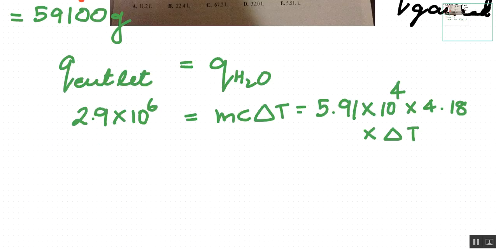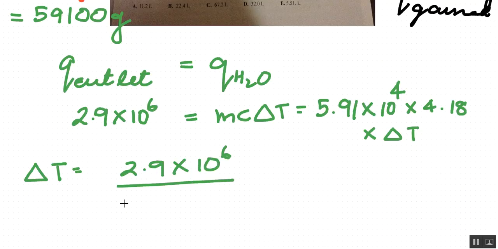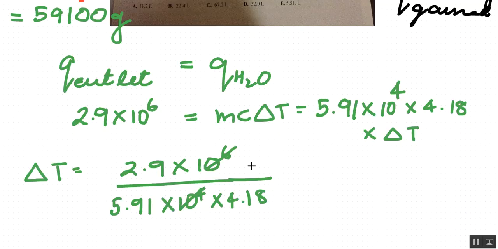Now therefore, delta T is equal to 2.9 times 10 to the power 6 divided by 5.91 times 10 to the power 4 times 4.18. I like to do a lot of the exponentiation by hand. 10 to the power 6 by 10 to the power 4 is simply 10 to the power 2. So I'm going to do that. And then let's calculate the remaining. The answer is 11.7, and since we are calculating delta T, the units have to be degrees Celsius.